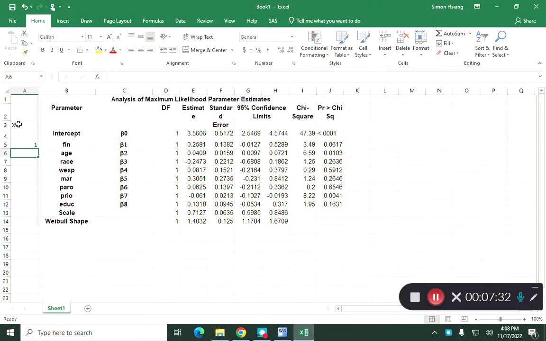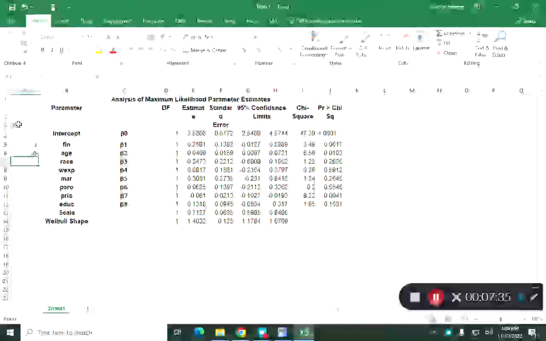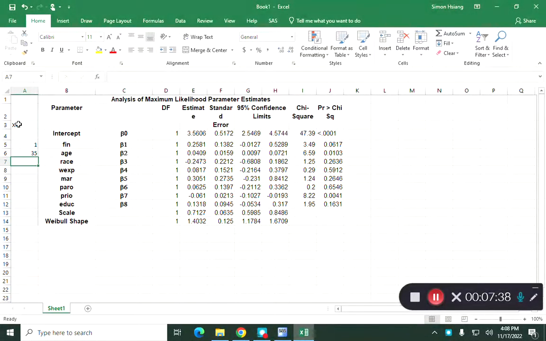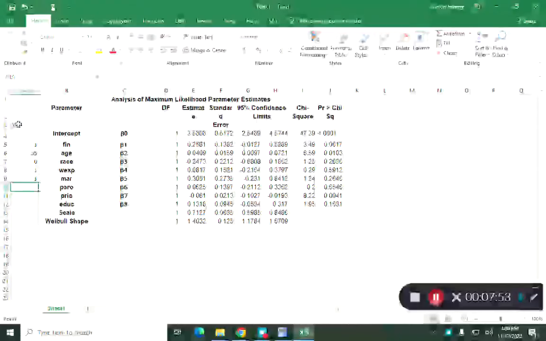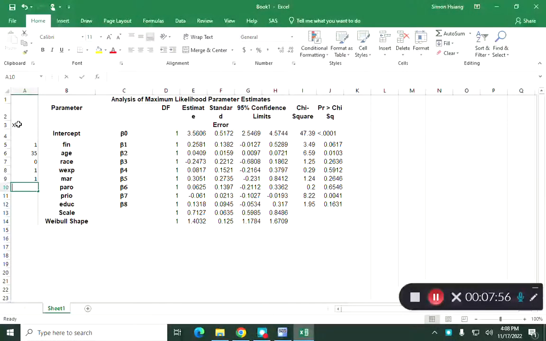Age? 35. Race? Yes, 1, 0, 0. Work experience? Give me the number. It was 1. Marriage status? 1. Parole? 1. Prior? 5. Education? 4, right? So now I basically need to do what?